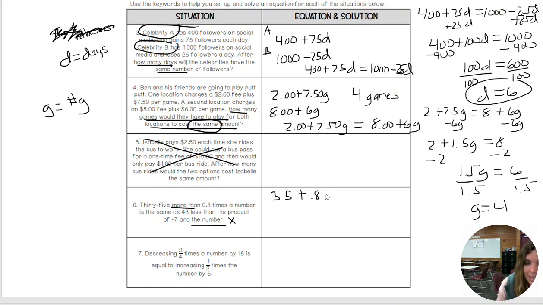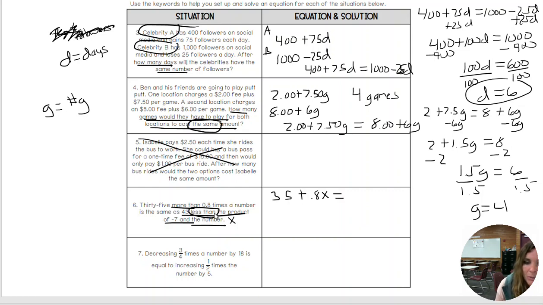So 35 more than 8 times a number is the same as 43 less than the product of -7 and the number. Okay, so this one is a little bit more tricky. Whenever you see less than, you have to be on high alert because you have to write that backwards from what you're thinking. You can't just plug in a subtraction for that.